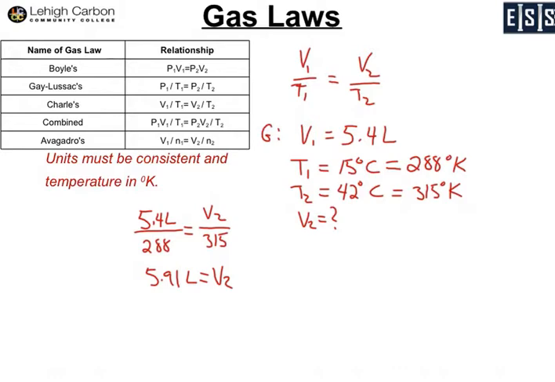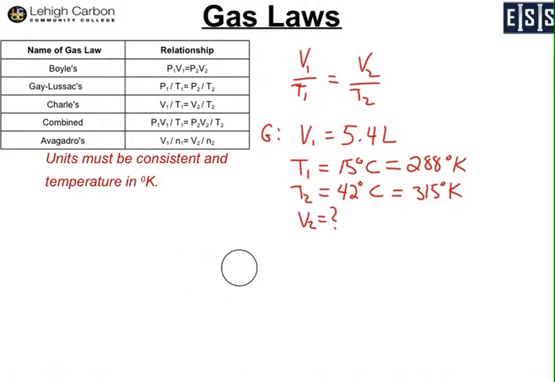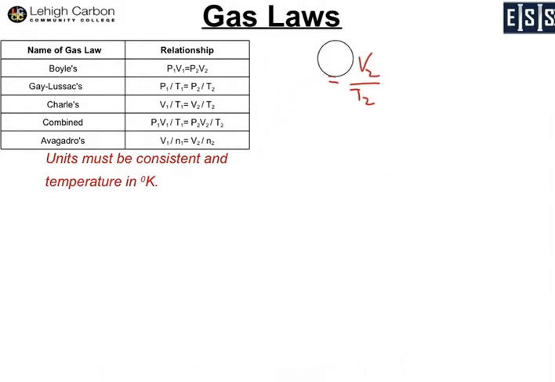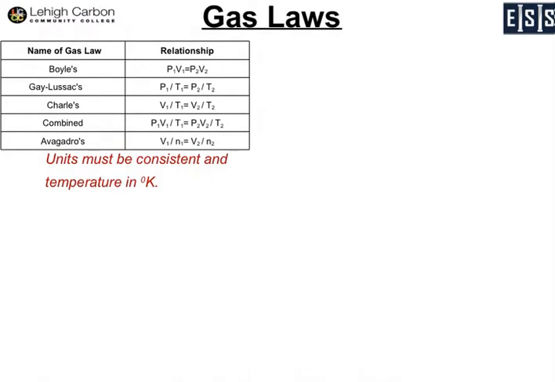And so just remember that on 3 of these laws where temperature is involved, you do have to use degrees Kelvin. Now the final law that's presented here is Avogadro's Law, and that relates to changing the number of moles. Avogadro's Law is V1 over N1 is V2 over N2.